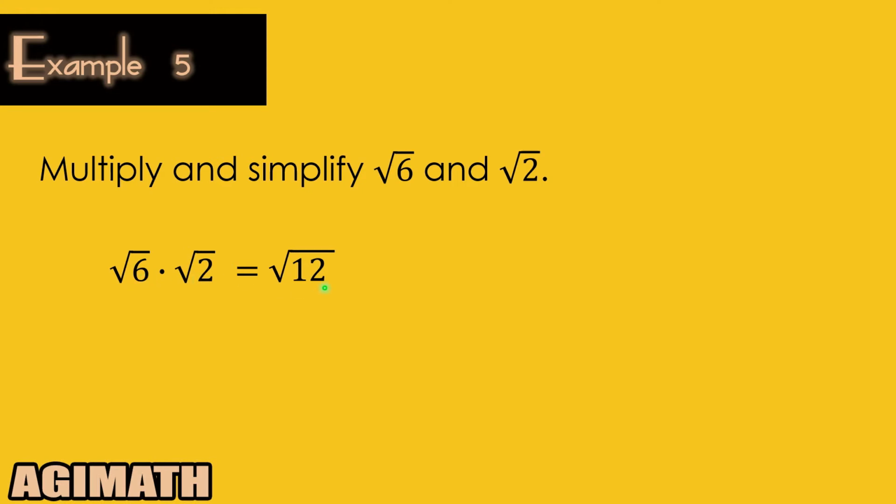But you're not going to stop there. Make sure that your radical is simplified. So when you look at 12, it can be factored into 4 times 3, wherein 4 is a perfect square.